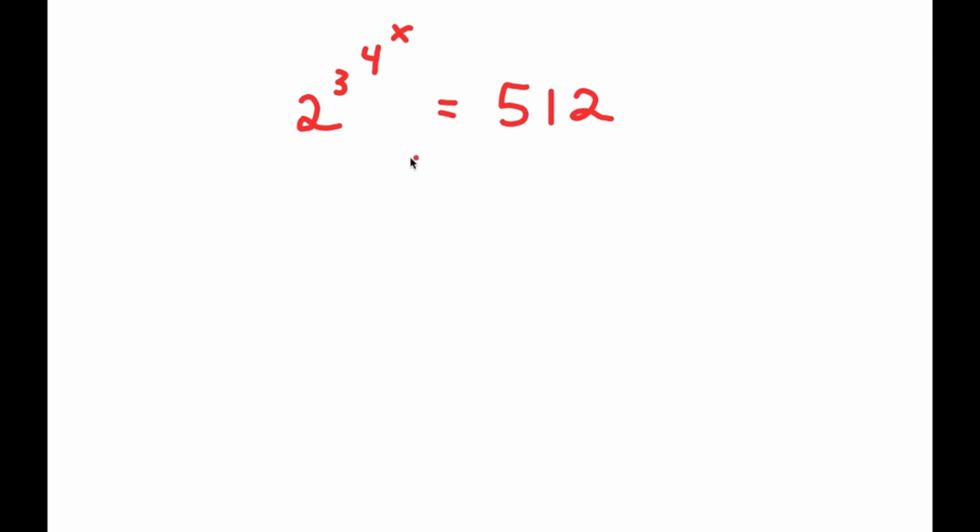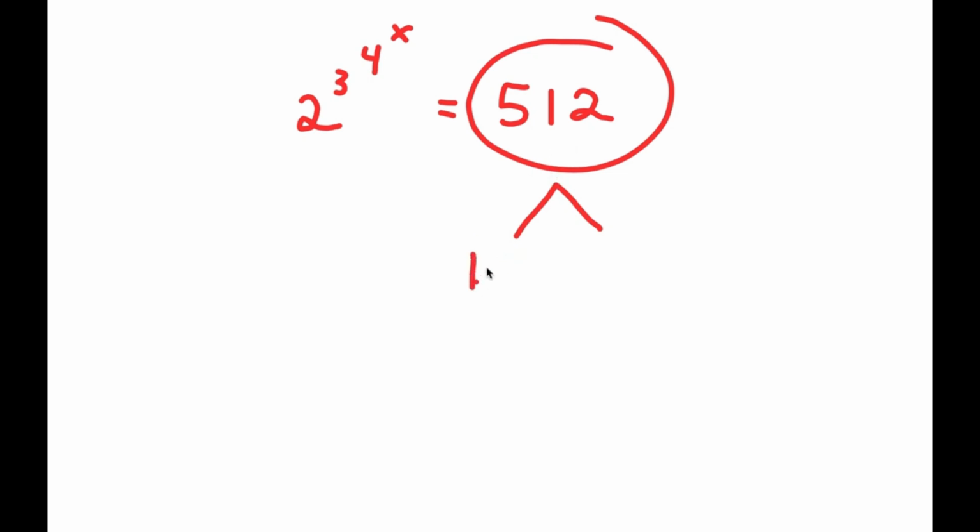Alright, so in this problem, I have 2 to the power of 3 to the power of 4 to the power of x is equal to 512. So to solve this, I'm going to first start by rewriting 512. So 512, this is the same thing as 16 times 32.